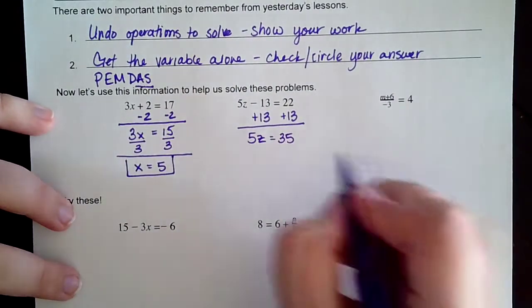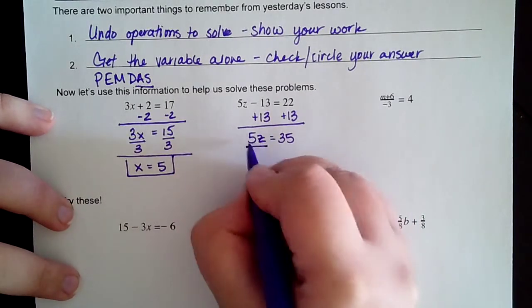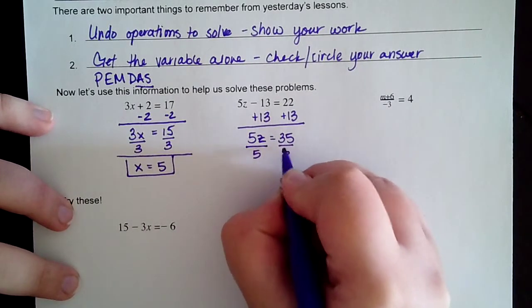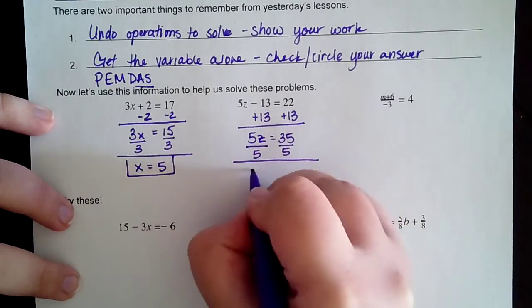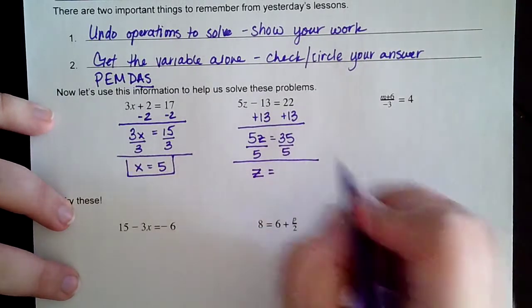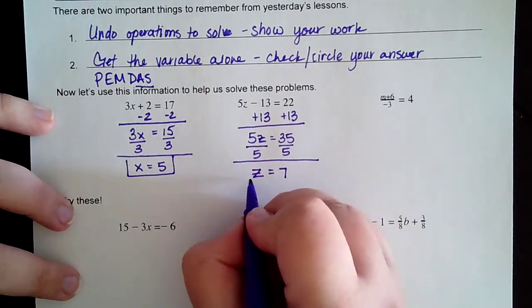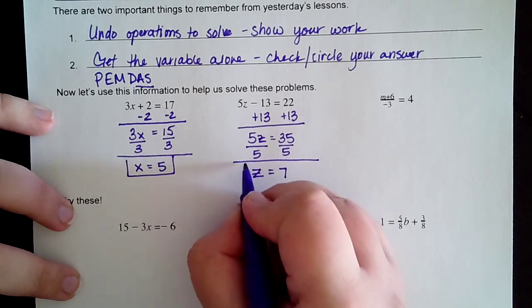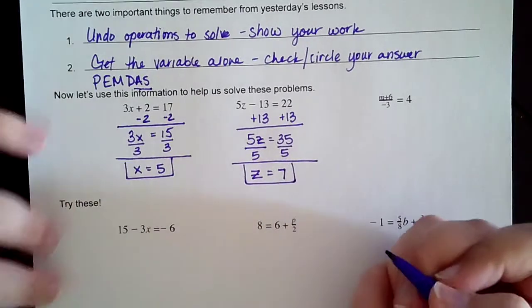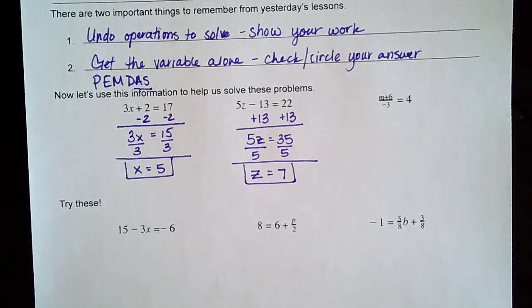We're not isolated yet, so let's get rid of that multiplication by 5. Line. Z equals 7. I now am isolated. There's nothing else going on, so I box it. And then, of course, check your answer.